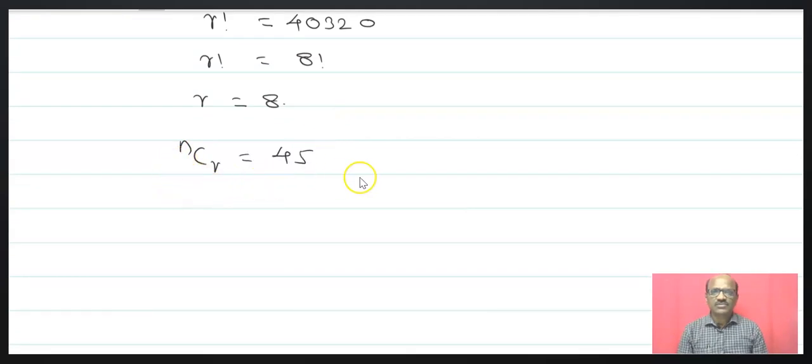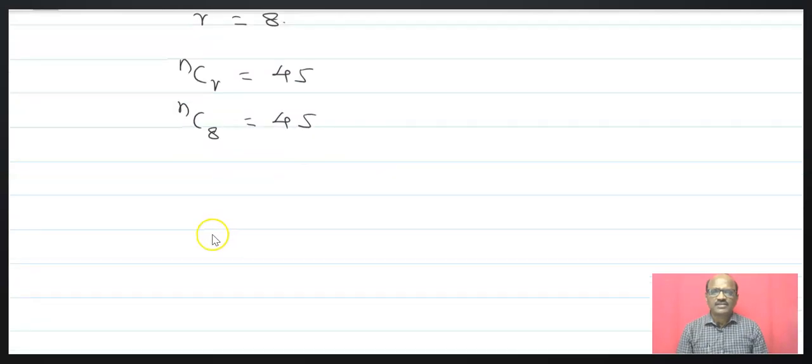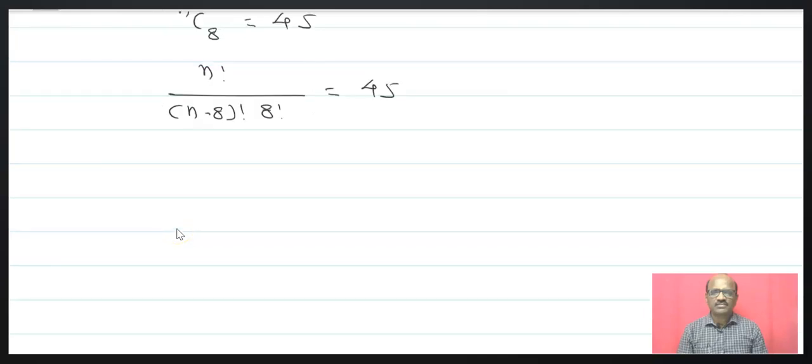Therefore nCr is equal to 45, r is equal to 8. Evaluate this. n factorial upon (n minus 8) factorial into 8 factorial is equal to 45. And again n factorial can be reduced up to the 8.